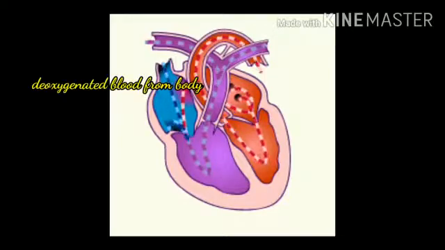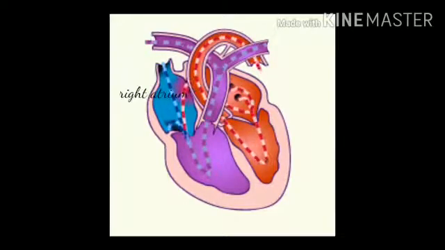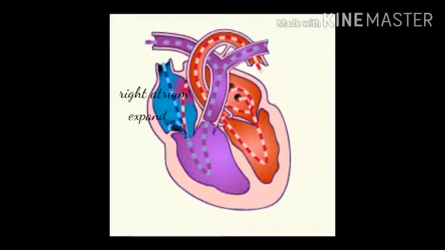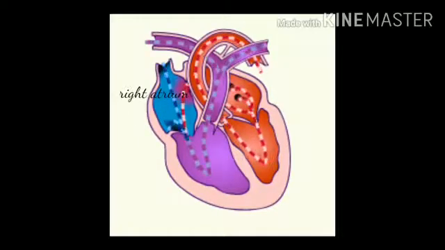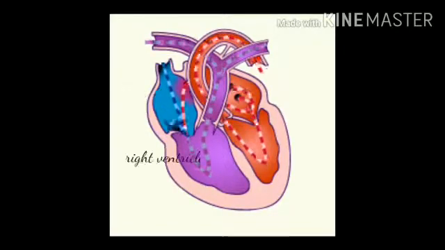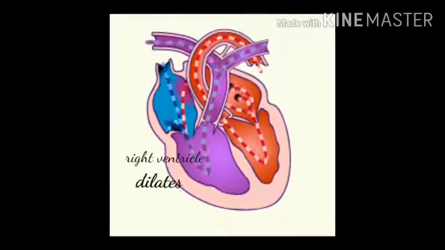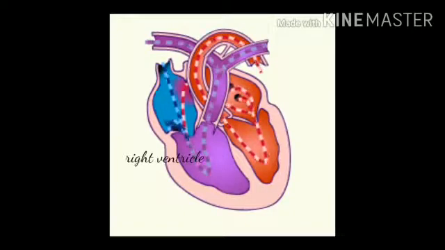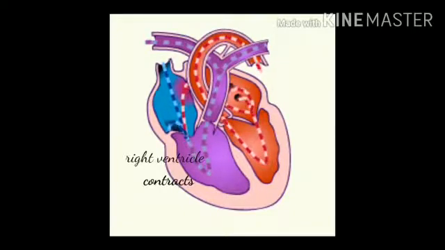Deoxygenated blood comes from the body to the upper chamber, the right atrium or auricle, as it expands. As the right atrium contracts, the corresponding lower chamber, the right ventricle, dilates. This transfers the blood to the right ventricle, which in turn pumps it to the lungs for oxygenation.